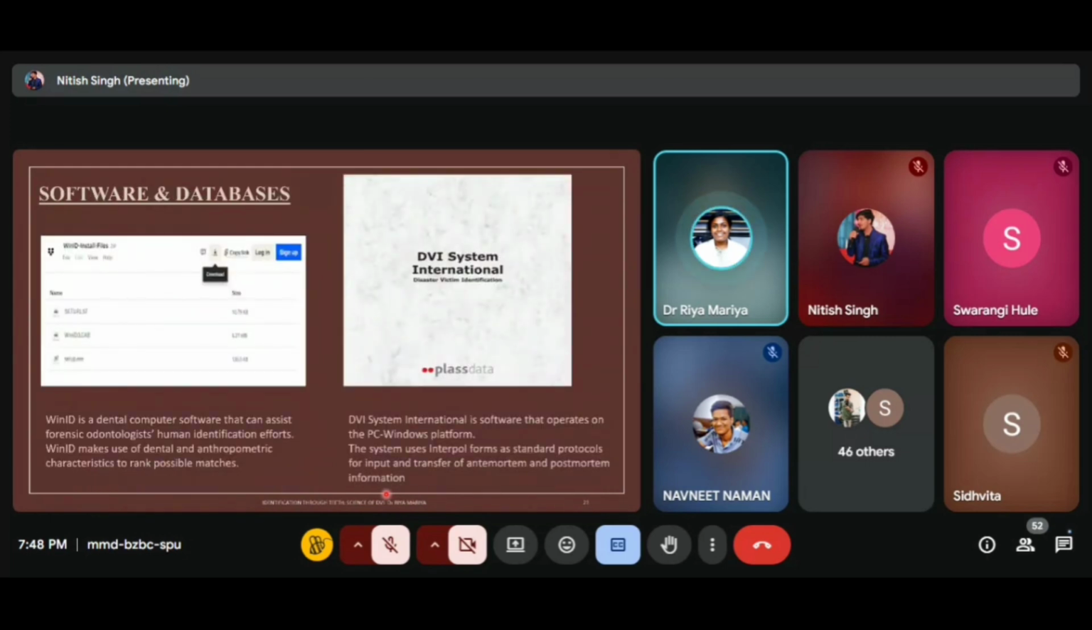And talking about the software, these are standard, globally recognized databases used. WinID is a dental computer software that assists forensic odontologists in this kind of identification. It uses both dental and anthropometric characters. Then DVI System International. This is also a software. Interpol gives standard protocols for using this.